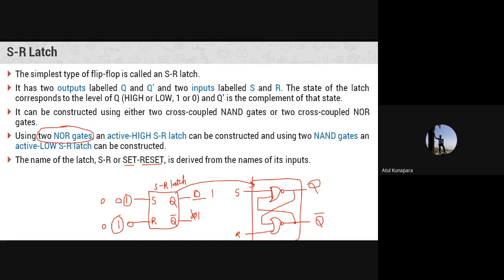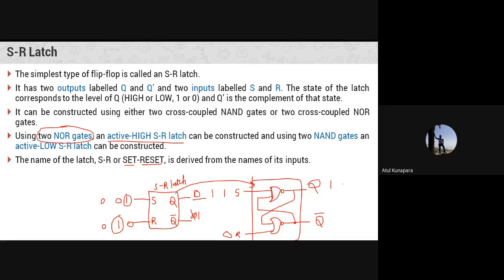When you are using this two NOR gate cross-coupled circuit to develop your SR latch, it will give you an active high SR latch. Now what do you mean by active high? Active high means your output Q will be set, meaning it is equal to 1, if you are putting S equal to 1 and R equal to 0.